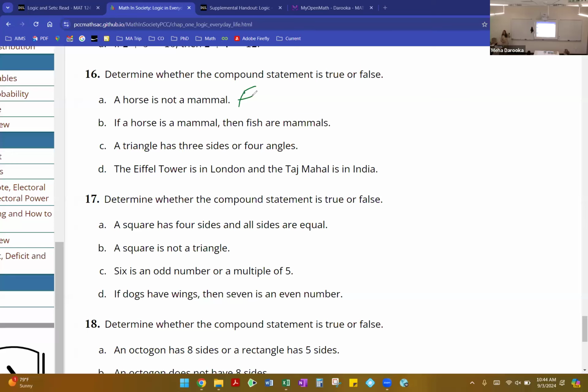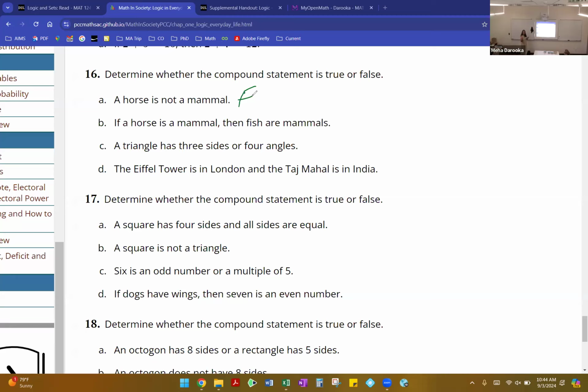Alrighty, if a horse is a mammal, then fish are mammals. Now, this is an if-then statement, so remember, those are the 4 cases you kind of have to look at. Doesn't the last part have to be true? If the conclusion is false, the whole statement... Well, remember, there's the one where both can be false and the statement is still true.